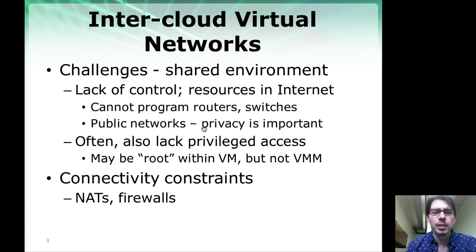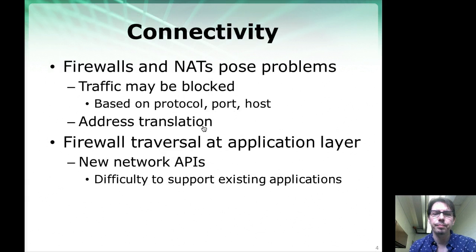And there are additional connectivity constraints on the public internet because of the lack of IP addresses. Because of security concerns, you end up having many domains that are constrained by firewalls and also by translation of addresses that's introduced by NATs. The problem is firewalls may block traffic based on a protocol, port, or host, and address translation makes it difficult to establish the kind of tunnels that we described in the previous slides that make it possible to create virtual networks on top of existing infrastructure.